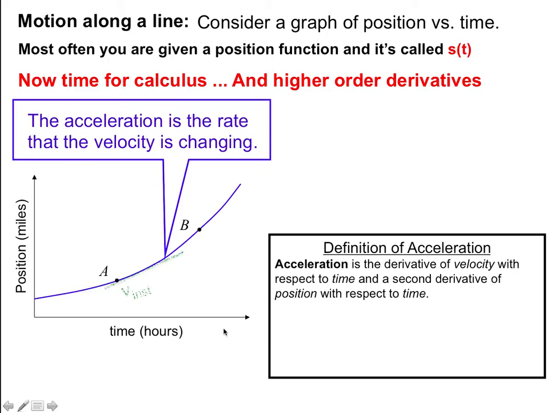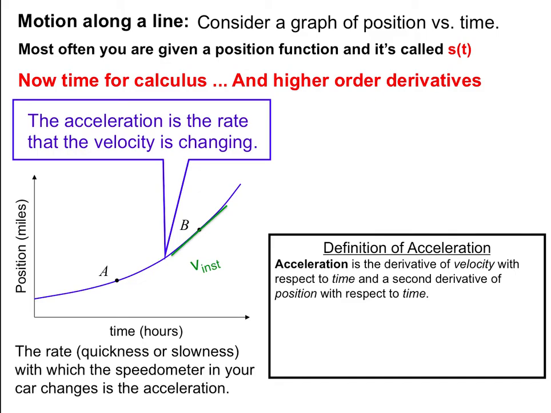There's our instantaneous velocity at A, and as my tangent line travels along to the instantaneous velocity at B, you can see that it got more vertical. So what we need then is the rate, the quickness or slowness with which the speedometer in your car is changing. We have a tangent line at A that's flatter than a tangent line at B, so we know our velocity is increasing.